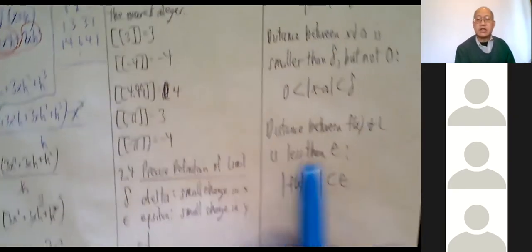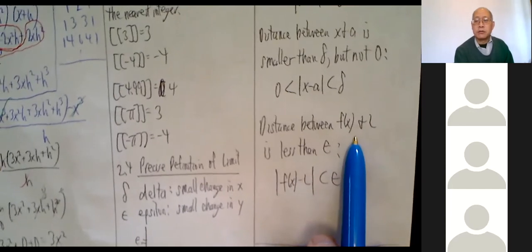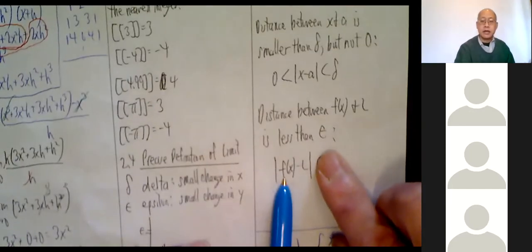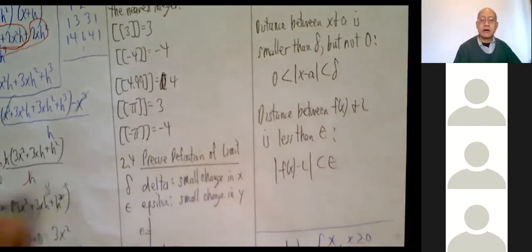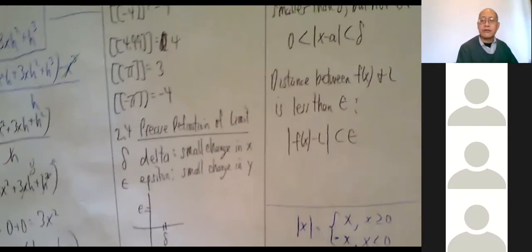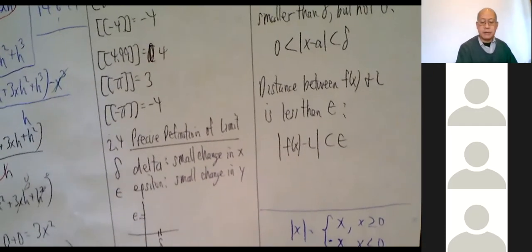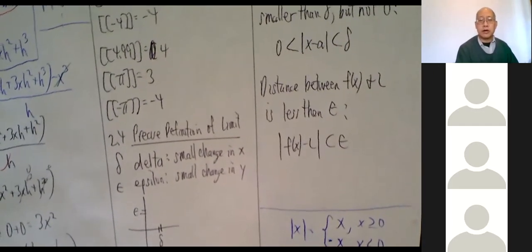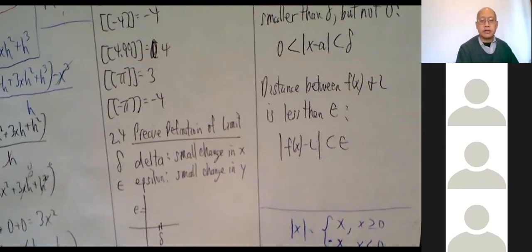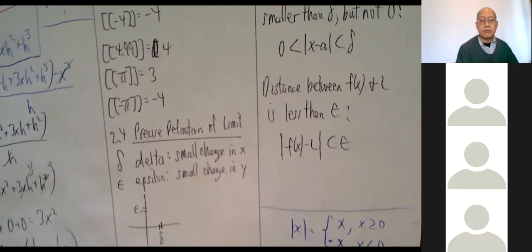The distance between f of x and L is less than epsilon. We have this stuff: the absolute value of f of x minus L is less than epsilon. And that's all I wanted to show you. You say, I have no idea what you're talking about. That's okay. We'll talk more about it tomorrow.